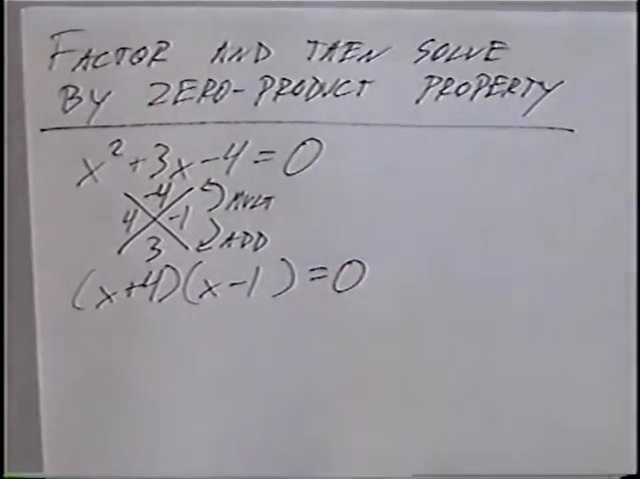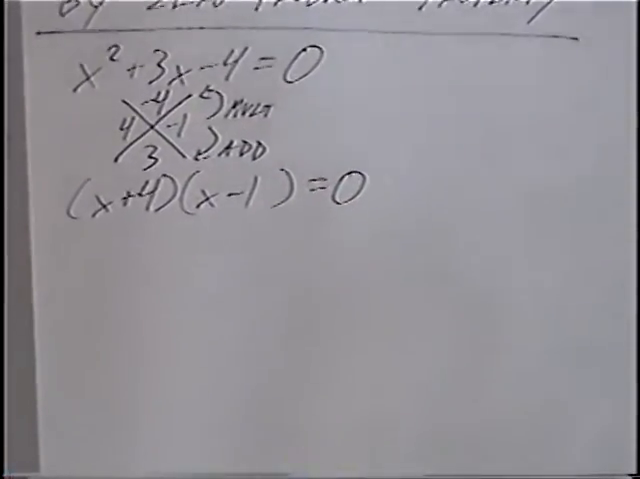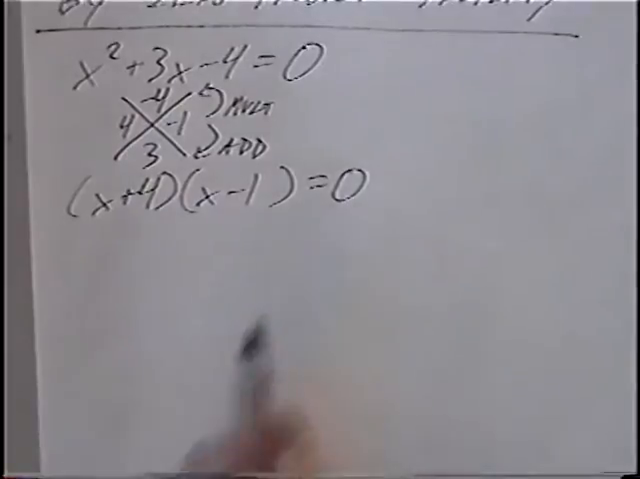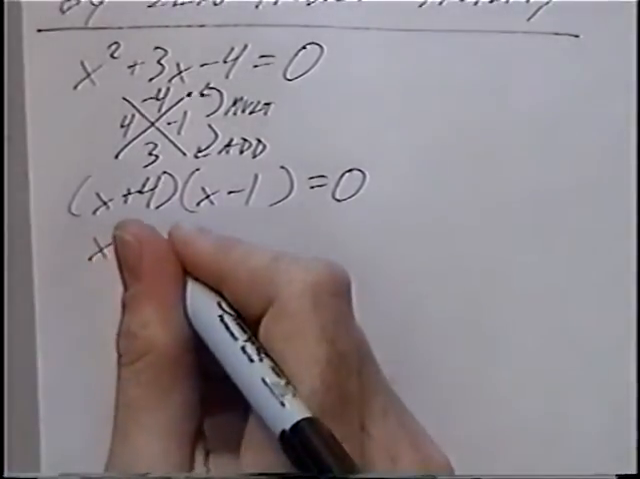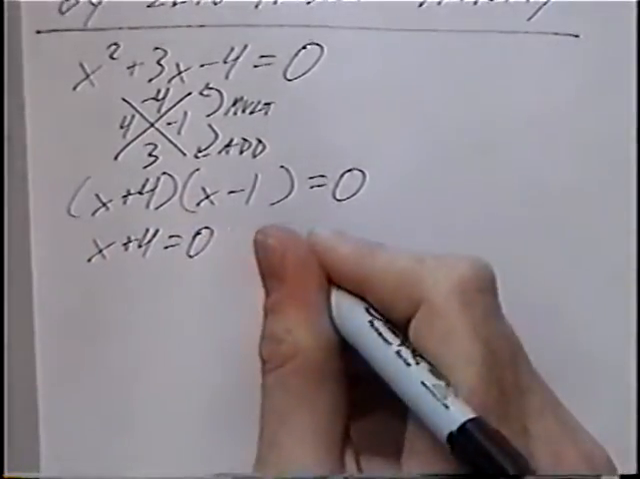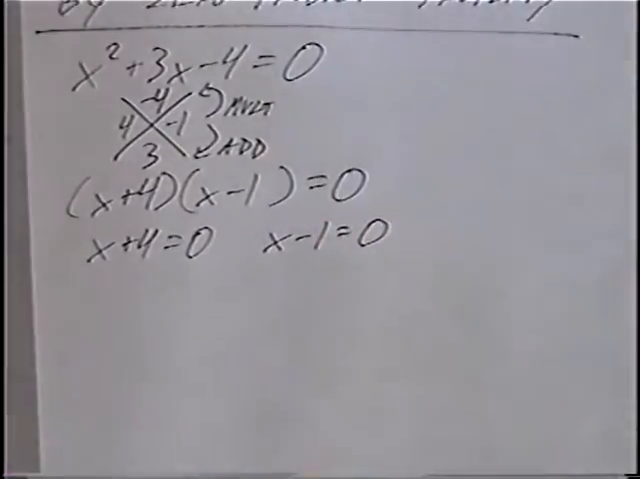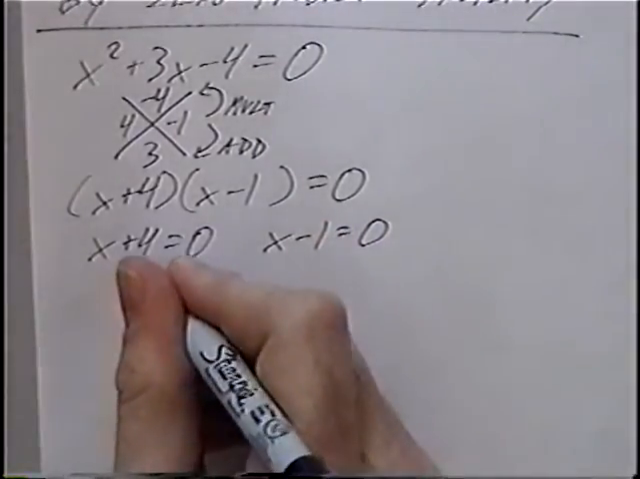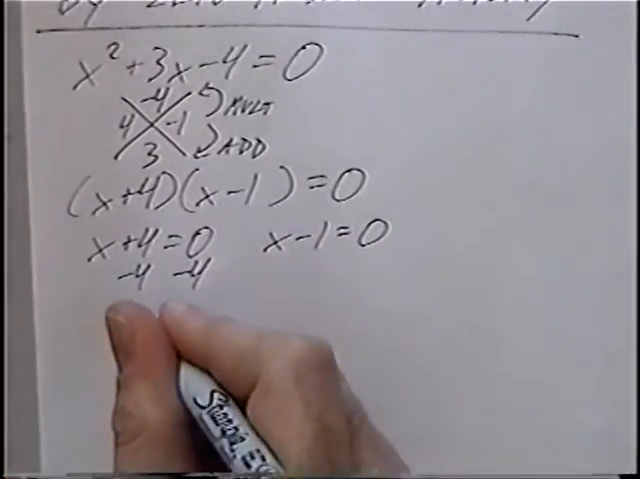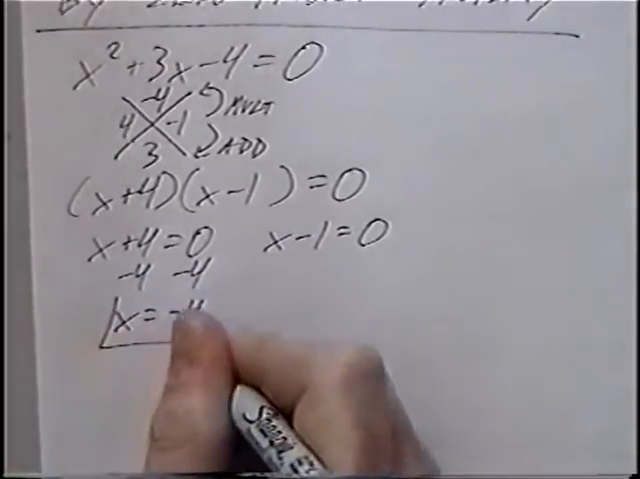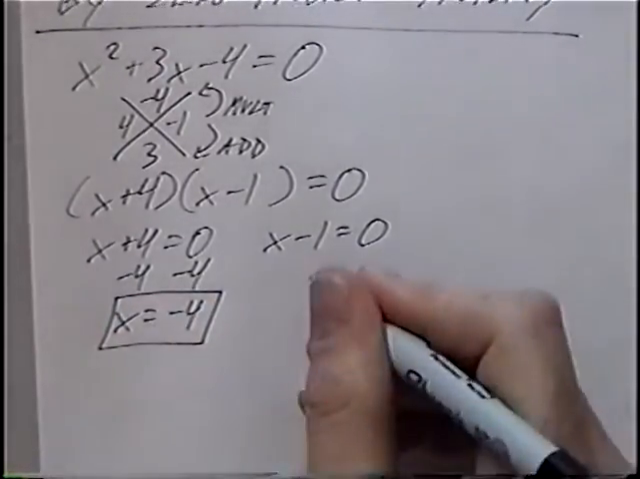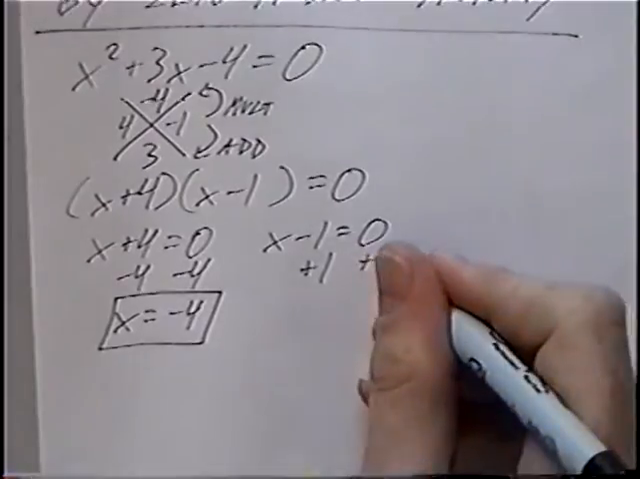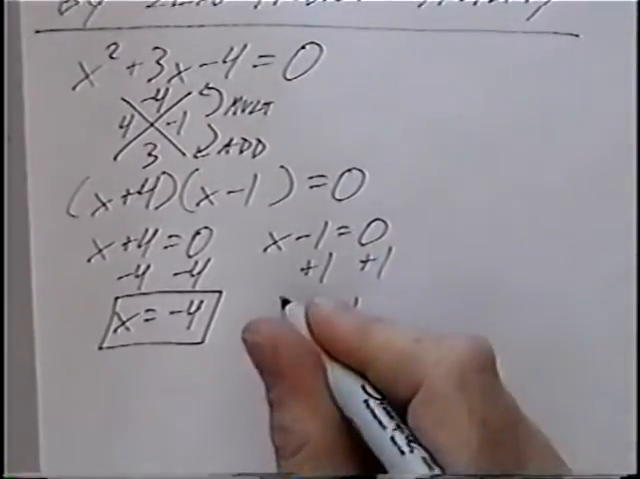Equals 0 from above. And just like before, we have two parentheses. We can set those each equal to 0 and solve from there. The first parentheses, we can subtract 4, so x would equal negative 4. Second parentheses, we can add 1, and x would equal 1.